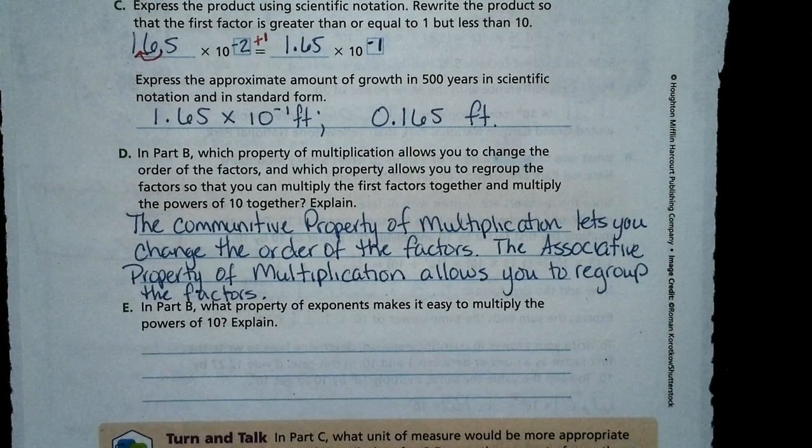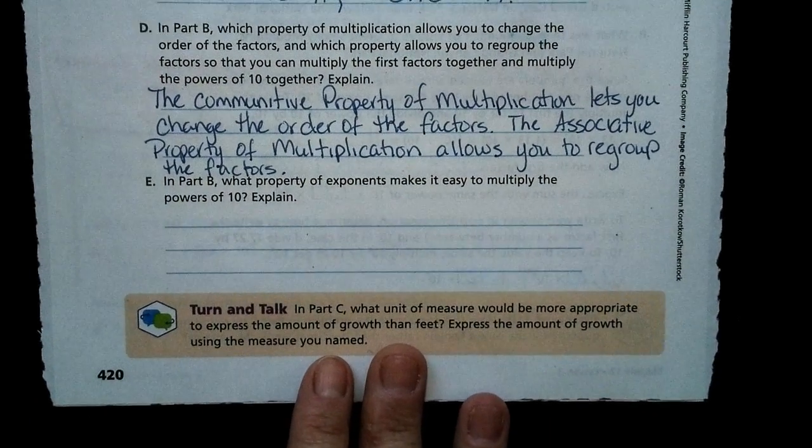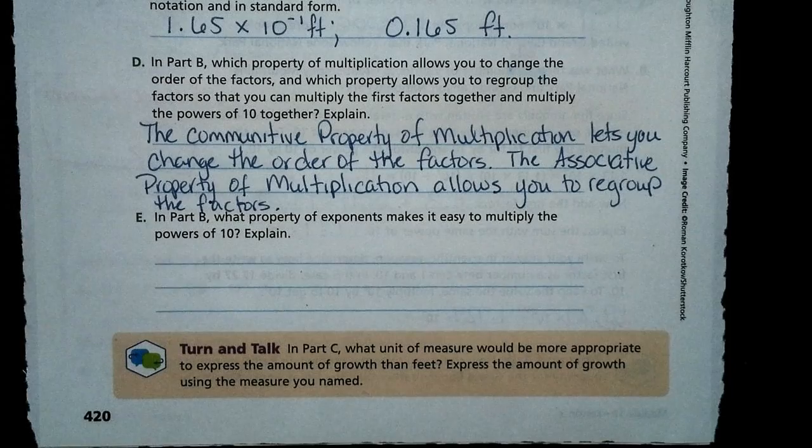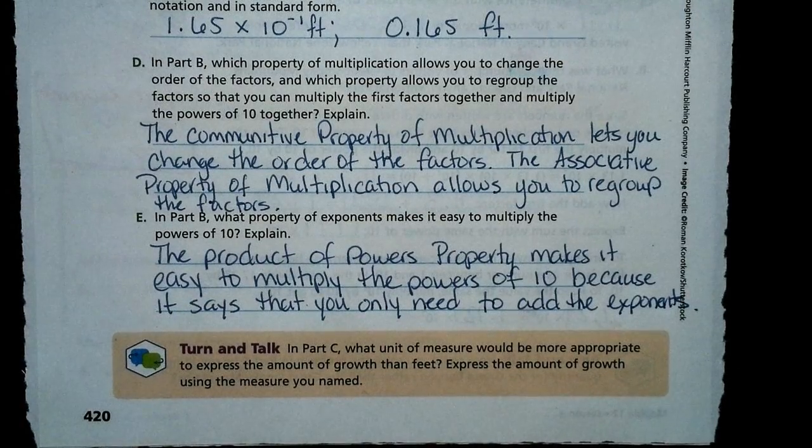So like the parentheses. All right, in part B, what property of exponents makes it easy to multiply the powers of 10? So this is what we've just recently learned. All right, so the product of powers property makes it easy to multiply the powers of 10 because it says that you only need to add the exponents. So this was just giving an explanation of what it was that we did.